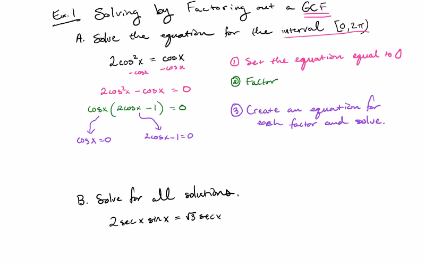So cosine of x is 0 at x equals pi over 2 and 3 pi over 2. And then we have to solve this one. That would be cosine of x by itself equals, add the 1, divide by 2, so 1/2. And cosine is going to be 1/2 in the first quadrant, so pi over 3, and in the fourth quadrant, so 5 pi over 3. Alright, so we have 4 answers. There they are, and that is all our answers in the interval of 0 to 2 pi.